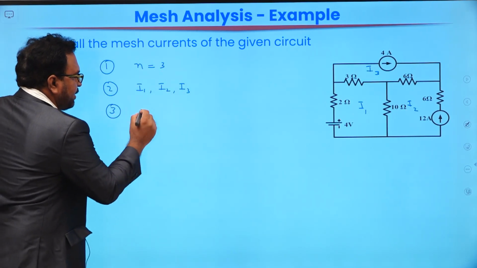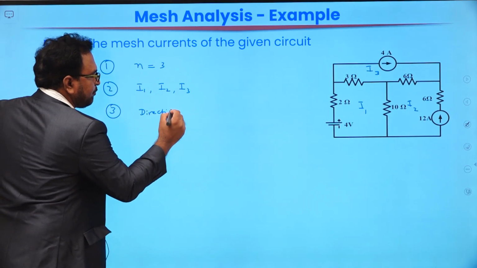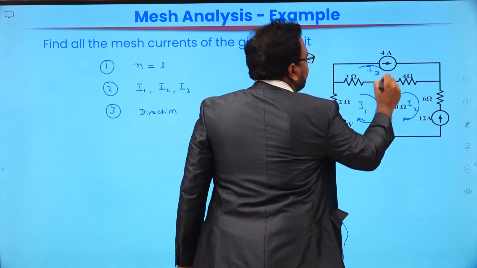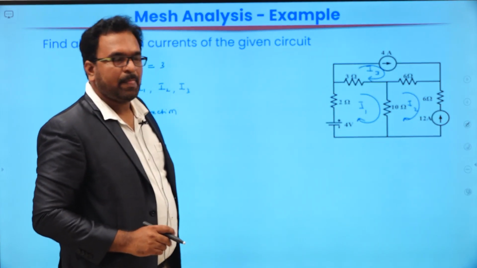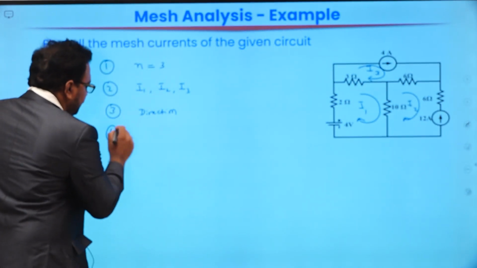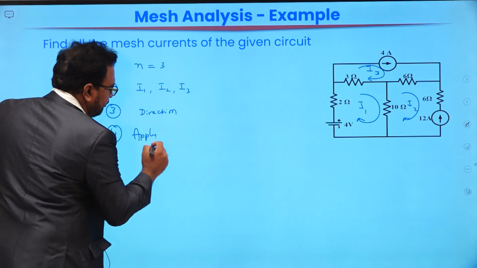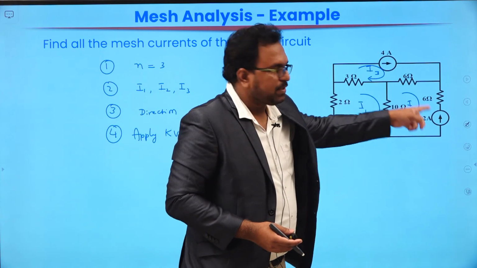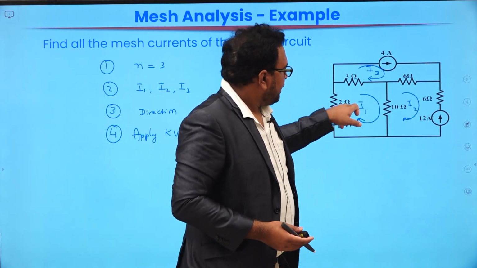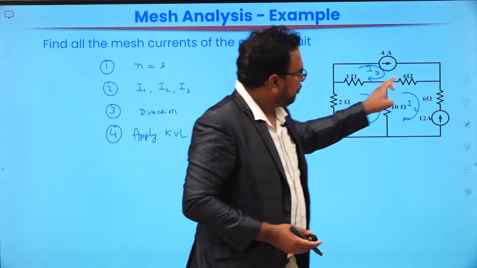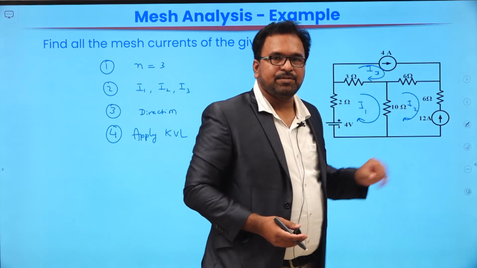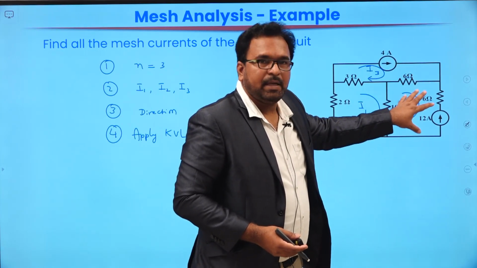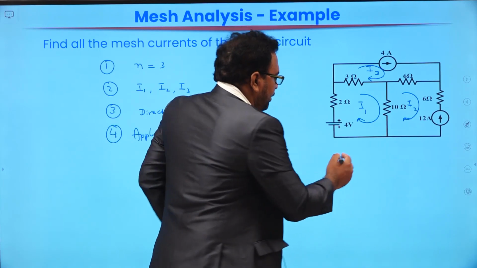The third, you are going to assign direction. So assume that all the currents are flowing in clockwise direction. I3. Next, the fourth one, you have to apply KVL. But here, if you observe, there are two current sources. So in mesh 1 there is no current source at all, but in mesh 2 and mesh 3 there are current sources. When there are current sources present in the circuit, then you no need to apply KVL in that particular mesh.